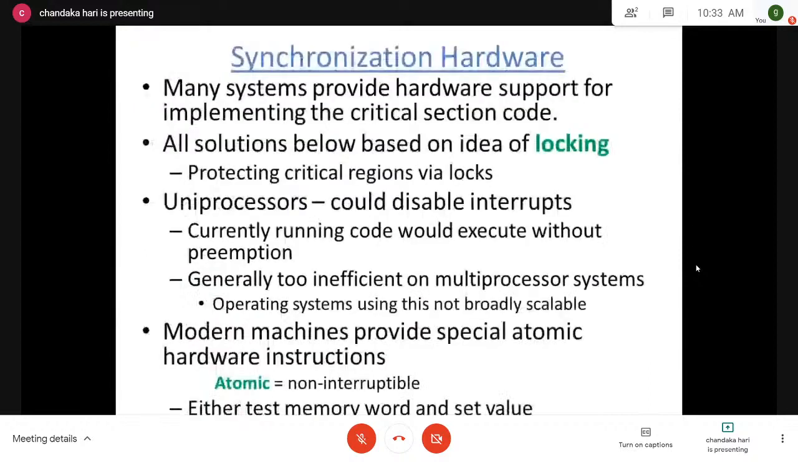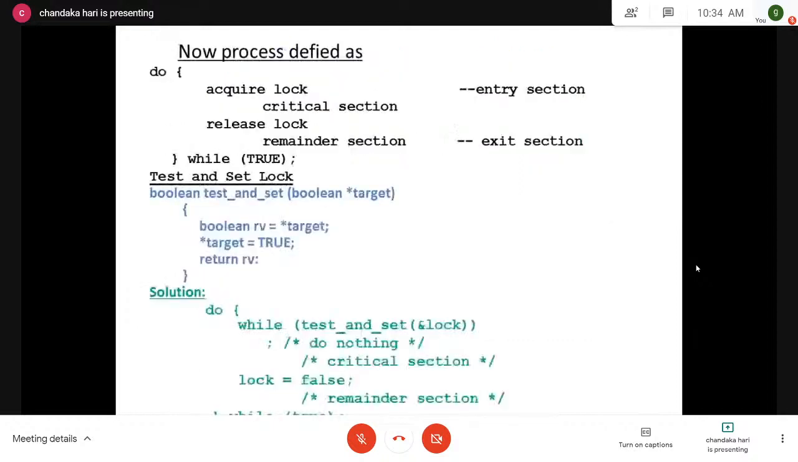All solutions with synchronization hardware are based on a locking mechanism. Simply, what is this? Before executing any particular process, first of all, whatever data items you require, make a lock on these data items. Then you are allowed to continue your execution. Once your execution is successfully completed, you can release the locks. That's why the process is again redefined as: acquire the locks on the data items, then enter into the critical section, release the lock, and after that enter into the remainder section.